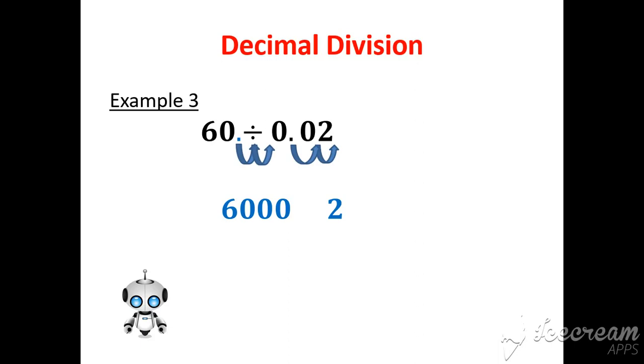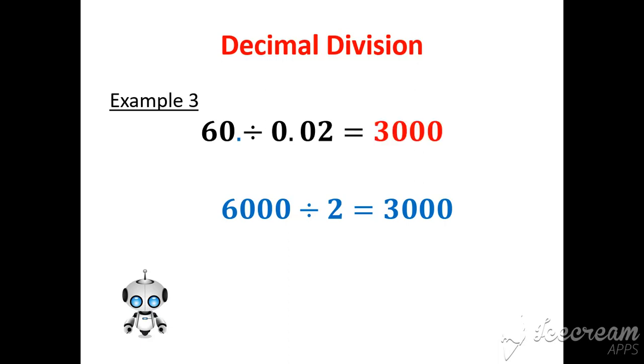So now I'm working out what 6,000 divided by 2 is. 6,000 divided by 2 is just 3,000. So 60 divided by 0.02 is 3,000.